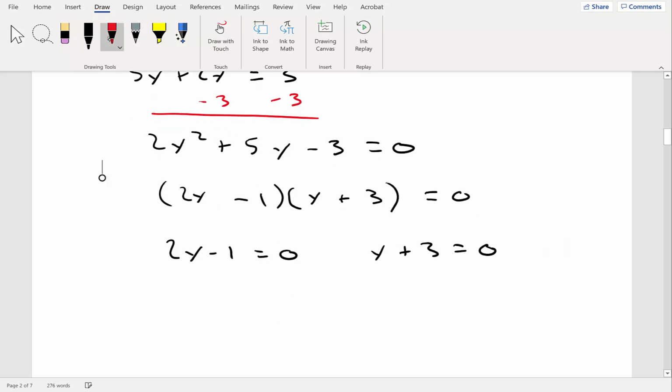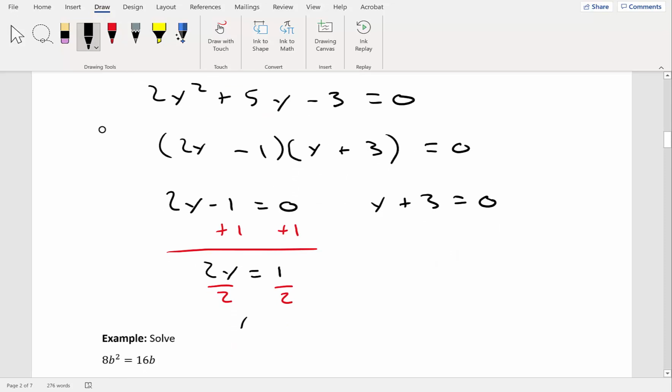Let's solve each equation. For the first one, let's add 1 to both sides. We get 2y is equal to 1. Then divide both sides by 2. We get y is equal to 1/2. Second one, let's subtract 3 from both sides. We get y is equal to negative 3. And then we have finished this problem. So we get two solutions: y is equal to 1/2 and y is equal to negative 3.